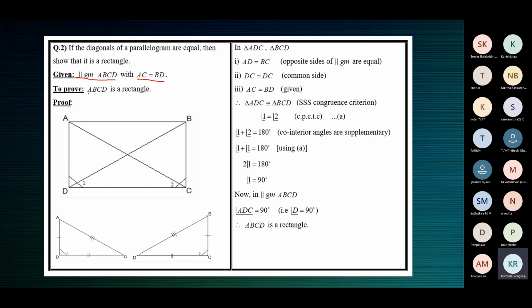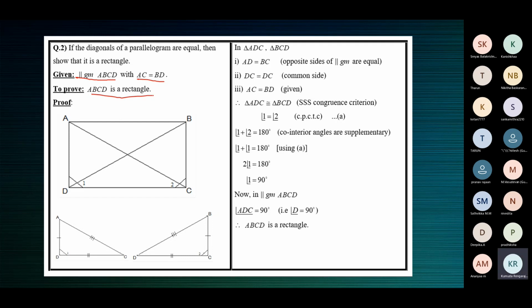Diagonals are unequal in a parallelogram. If the diagonals are equal in a parallelogram, it's a rectangle. That's what we have to prove now. So we need to prove that ABCD is a rectangle.